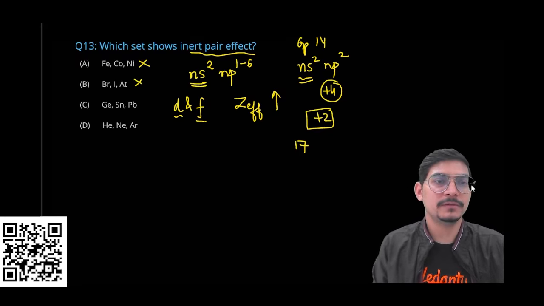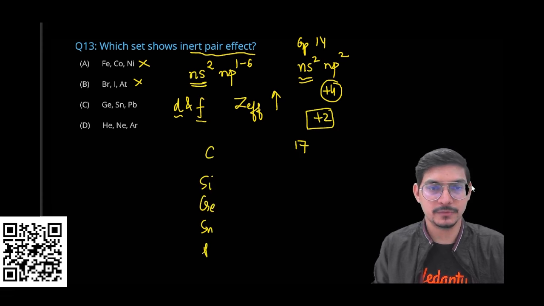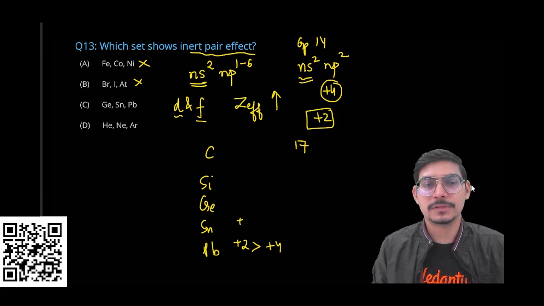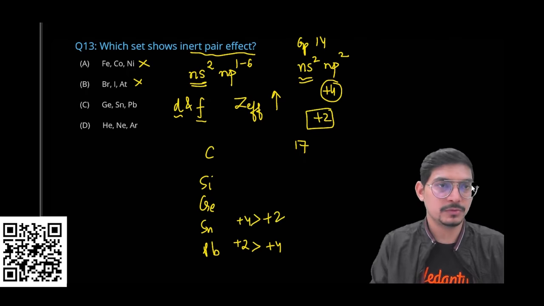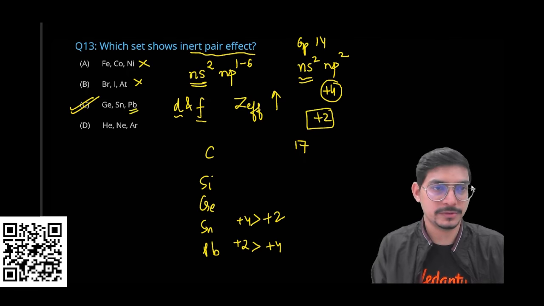In option C, we are given germanium, tin, and lead. So these are group 14 elements. They are carbon, silicon, germanium, tin, and lead. So we know that for lead, +2 state is more stable than +4 because of the inert pair effect, whereas for tin, +4 state is more stable than +2 state. So this is definitely the most appropriate triad of elements that show inert pair effect, right? Lead particularly has more stable +2 oxidation state.